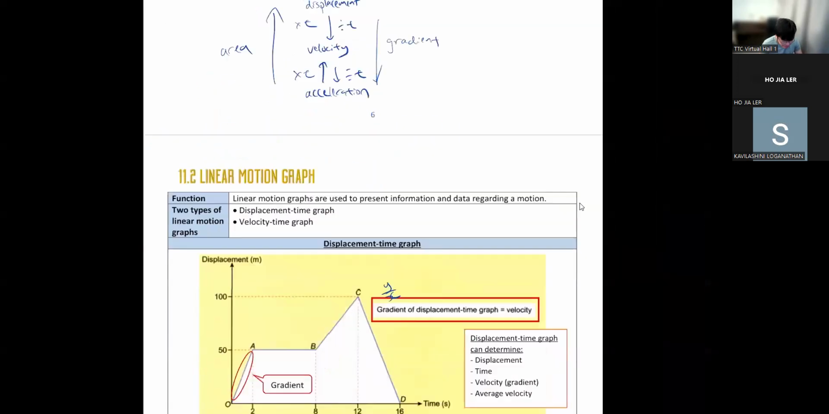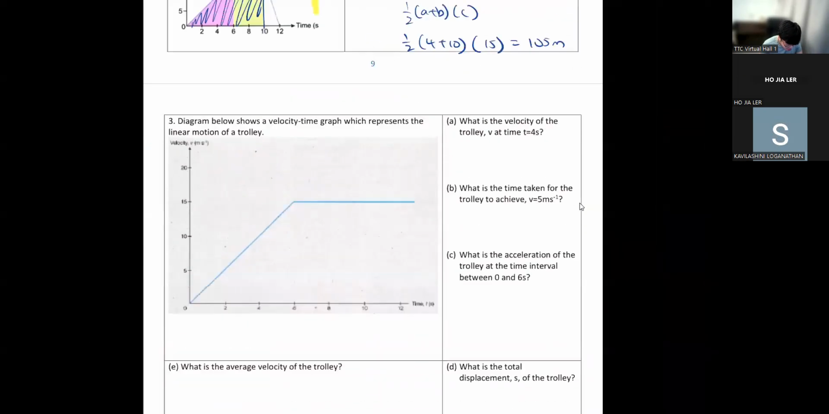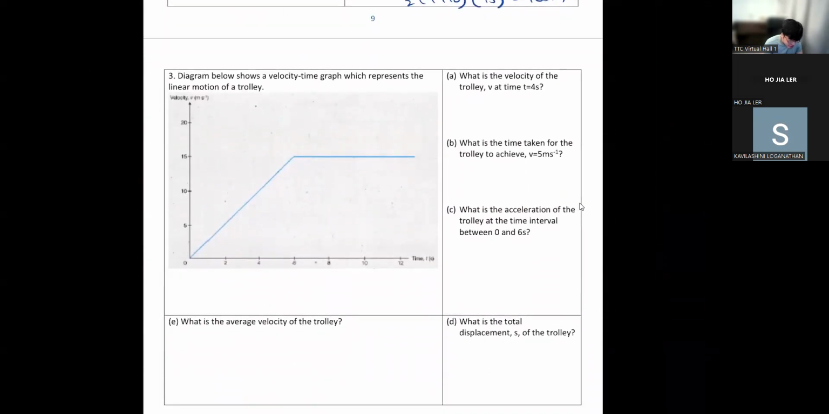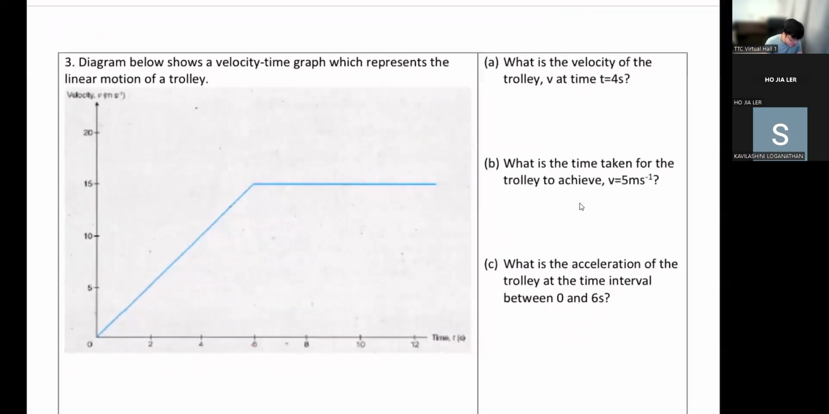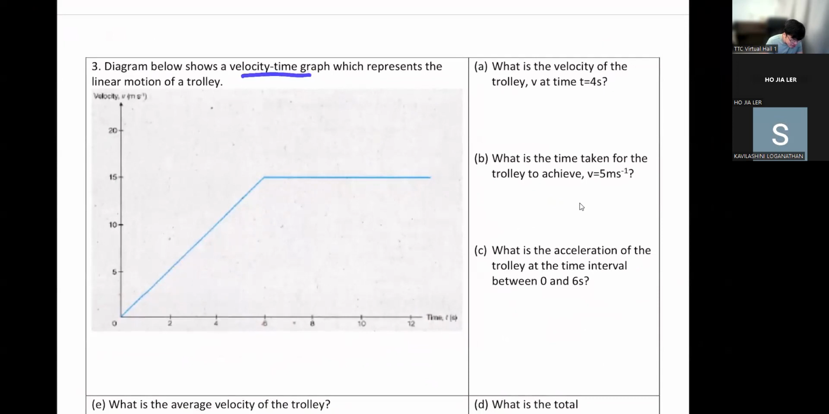All right, so let's move on, shall we? Let's do some more exercise. All right, number 3. So velocity time graph. What is the velocity of the trolley V at time 4 seconds? So they want the velocity. This is a velocity graph, so we just get it from the graph. So time equals 4. When the time is 4 seconds, the speed is 10.